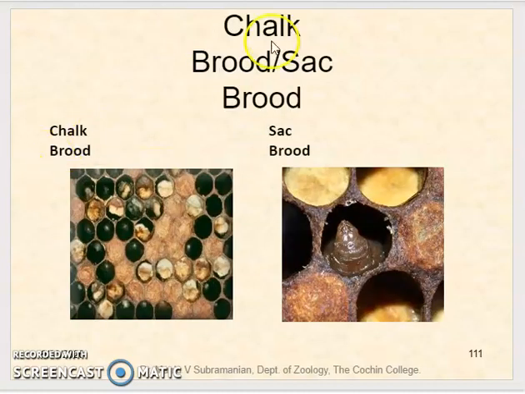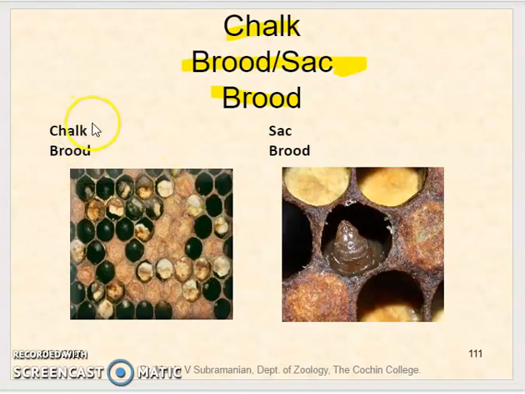The next topic is chalk brood, or sac brood. Chalk brood is another type of brood disease. I hope you all know the word brood. That is, the younger ones are collectively called brood. From the egg stage to the pupal stage, the honey bees are called brood. These three stages, egg, larva, and pupa, are collectively called brood.